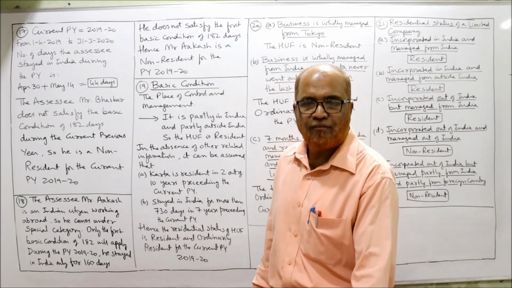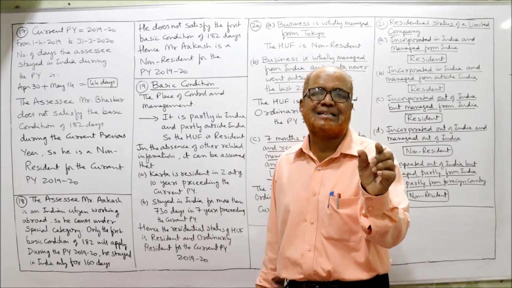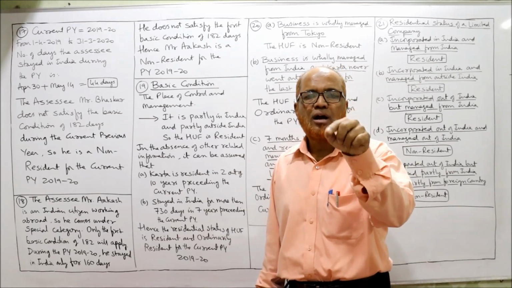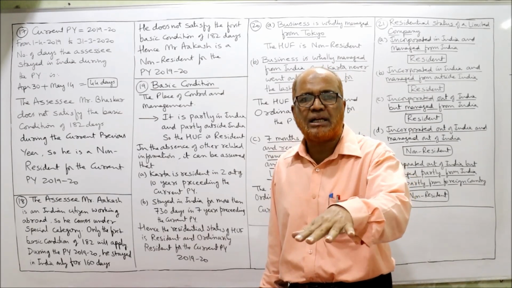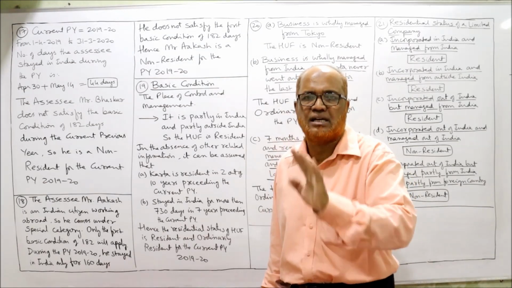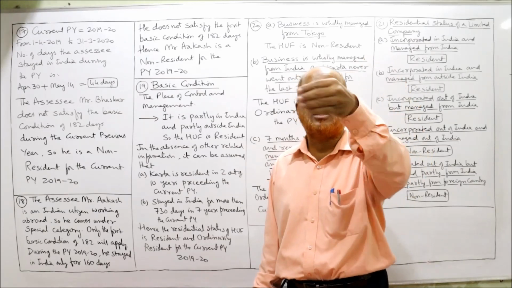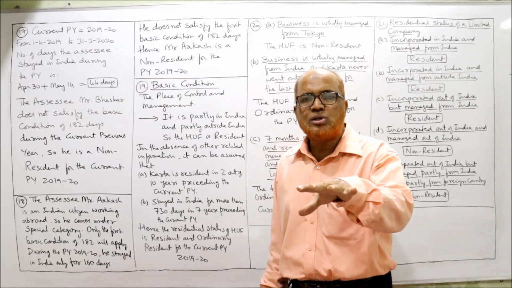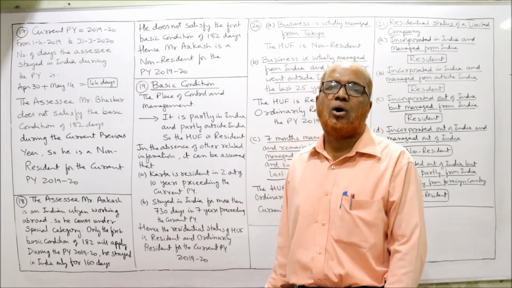That's it. So this is the first problem where HUF residential status is determined. Basic condition, control and management must be wholly or partly in India, then it is a resident. If the control and management is completely outside India, it's a non-resident. Suppose if the HUF is resident, then we have to see whether it is ordinary or not ordinary.